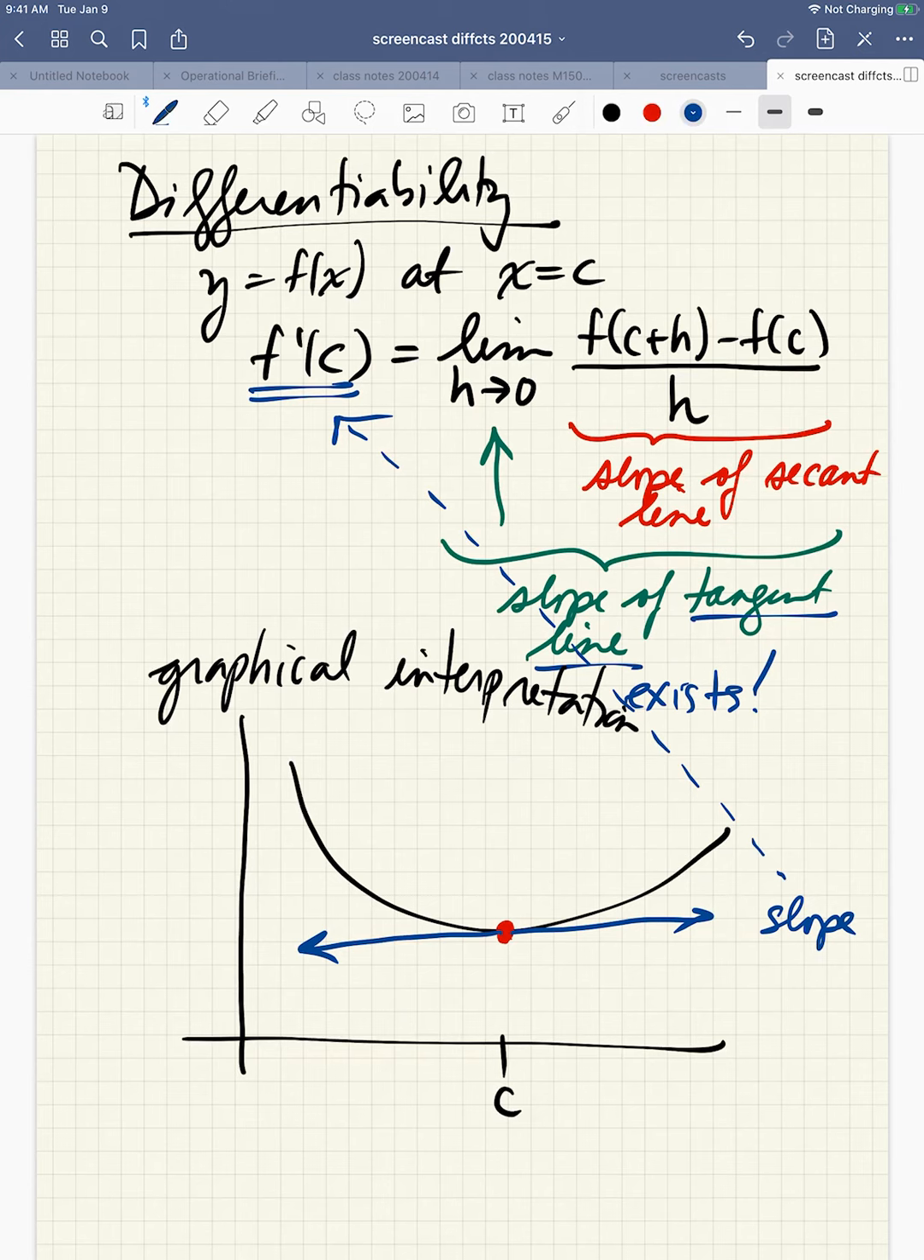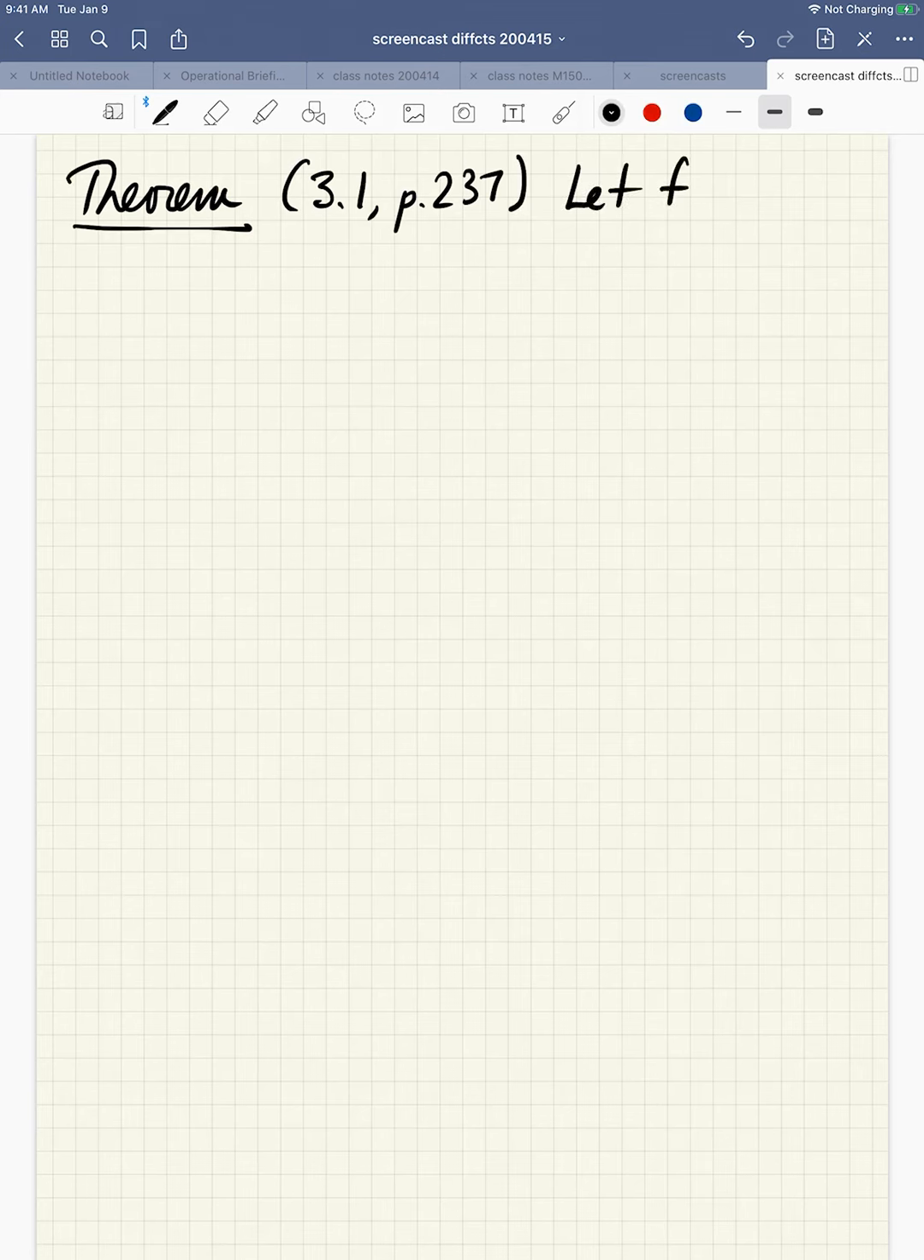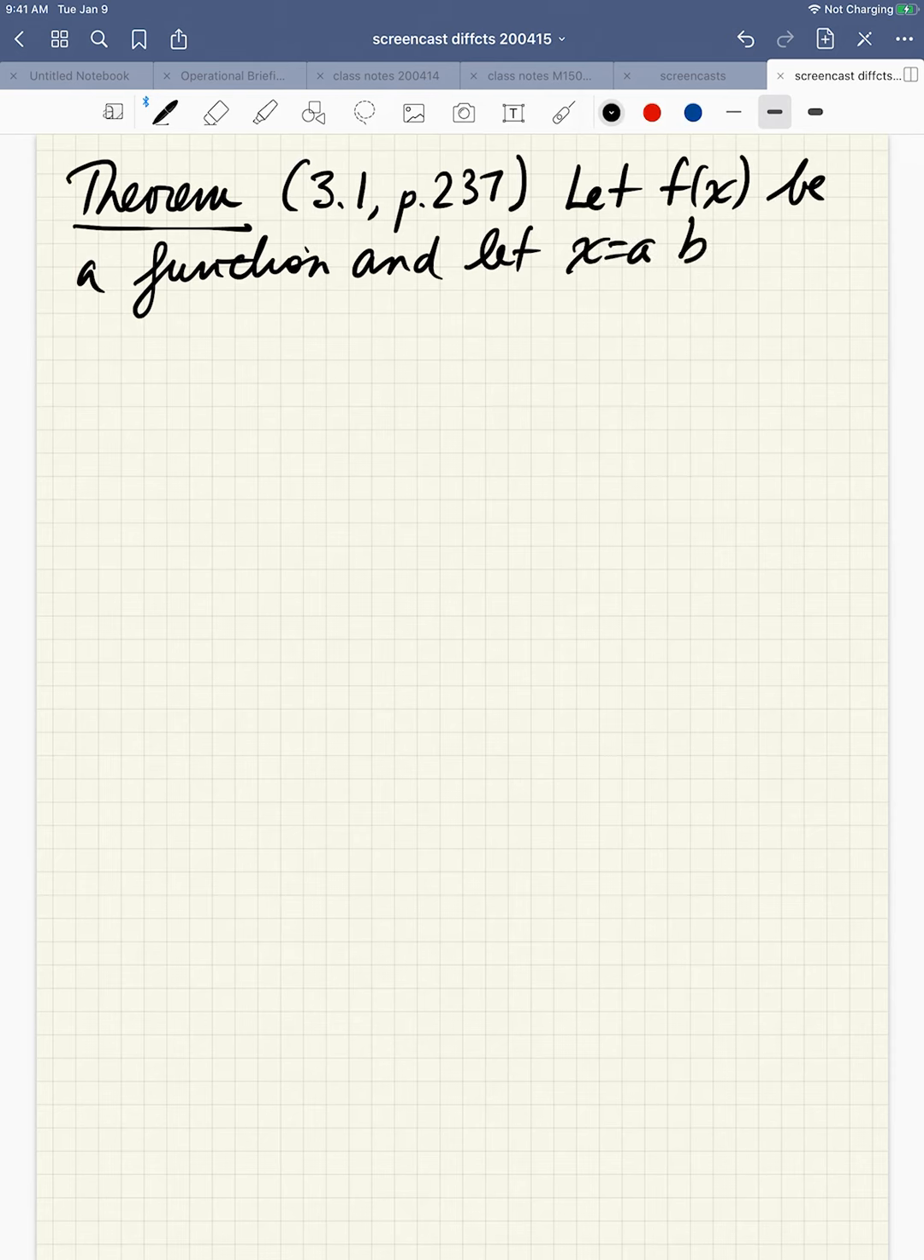Differentiability implies continuity. So I'm going to state a theorem. The basic building block of mathematical knowledge is theorems. It's theorem 3.1 in our textbook, and it's on page 237. I'll tell you the anatomy of the theorem after I write it. So let f of x be a function and let x equals a be a point in the domain of f.